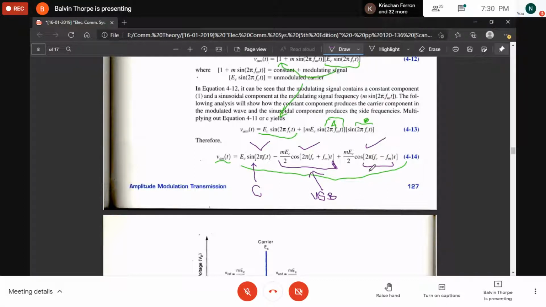And this part, or all of this portion, is going to be your lower sideband.